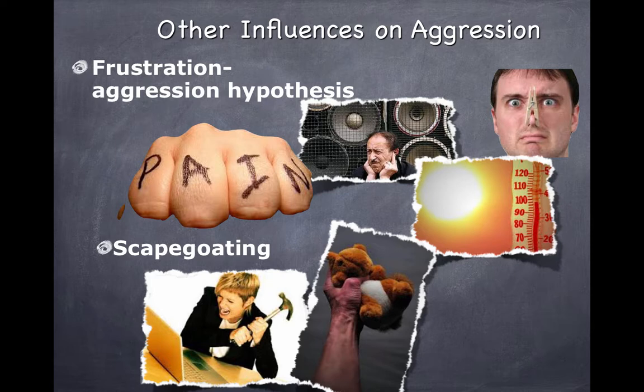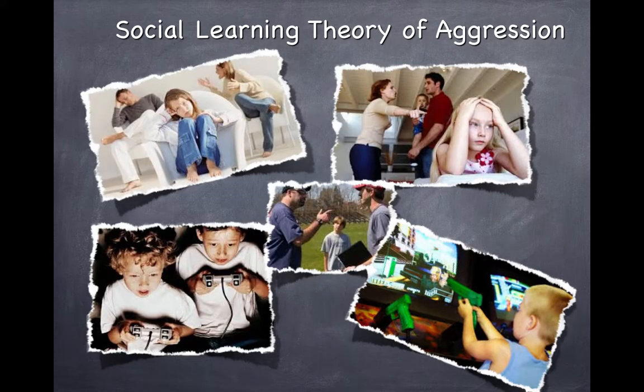In conjunction with this is what's called scapegoating. This is where we displace our aggression onto members of a minority group or onto other innocent targets not responsible for the frustrating situation. Children angry at parents may take it out on a younger sibling, and that's displacement, also known as scapegoating. And then the last area is what we know as the social learning theory of aggression, and this is a lot of work that was done by Bandura.